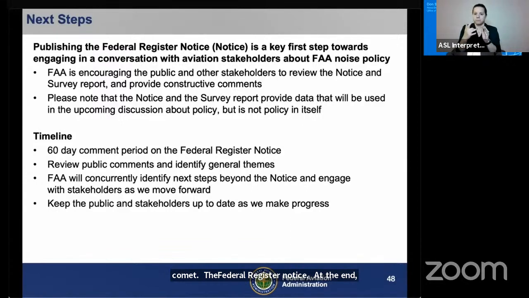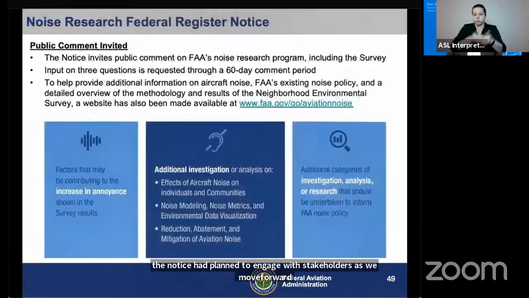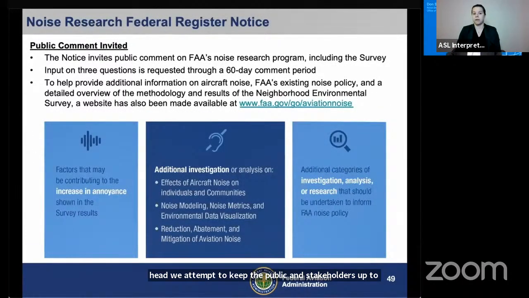We're concurrently identifying next steps beyond the notice and plan to engage with stakeholders as we move forward. We also intend to keep the public and stakeholders up to date as we make progress. The notice invites public comment on FAA's noise research program, including the survey.